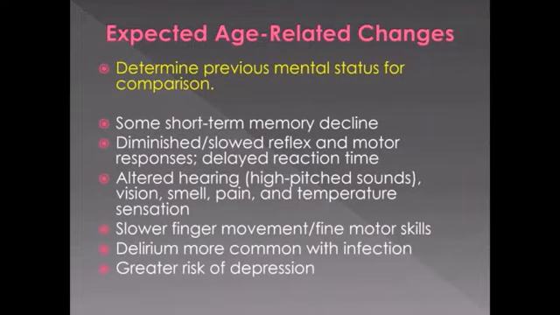Now, as we get older, everything kind of slows down a little bit. Things don't quite work as well as they did when we were younger. So there are some expected age-related changes that you want to be familiar with. It is very, very important that you determine what their previous mental status was, so that gives you a basis for comparison. Family members can be very helpful with this. You know, just asking, are they usually this confused? They'll be able to give you some insight as to that.